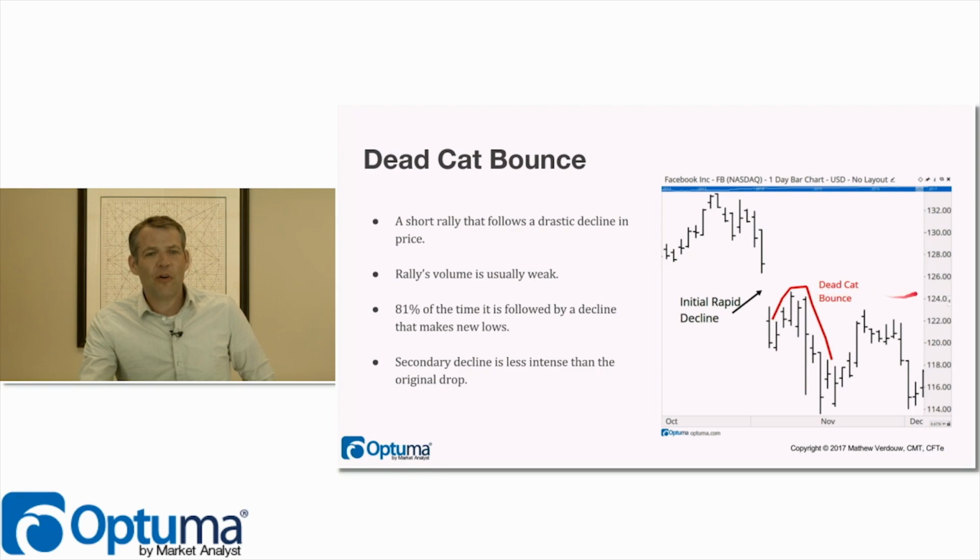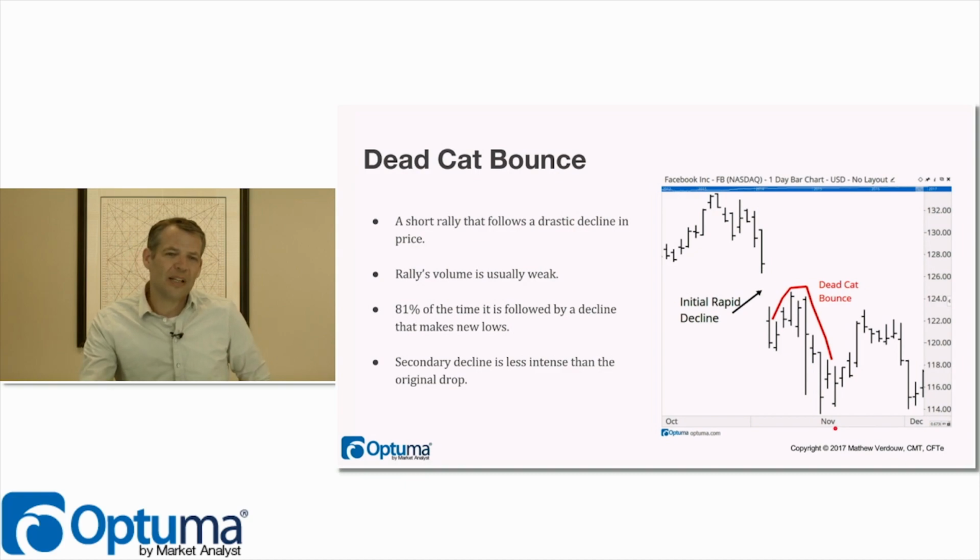The rally's volume: as we're getting this rally up here, the volume's going to be weak and probably declining. Huge indicator that what we're looking at here is a dead cat bounce and not any type of reversal. 81% of the time, when you have that condition of a rapid drop, declining volume on a rally, it's going to continue on down lower and make new lows.